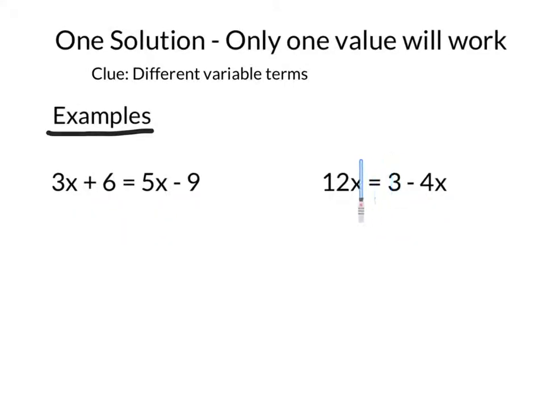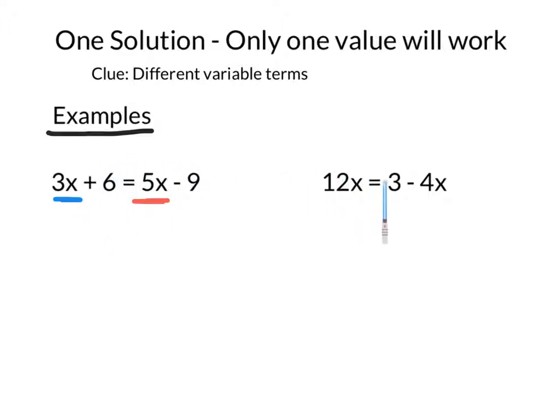Lastly, let's look at one solution. This means that only one value will work. Our clue here is when there are different variable terms on each side of the equation. This one I think is the easiest to spot. If I look at my variable terms here, on the left side I have 3x, but on the right side I have 5x. Since these are different, it means that this right away is one solution. It doesn't even matter about the outside constant terms.